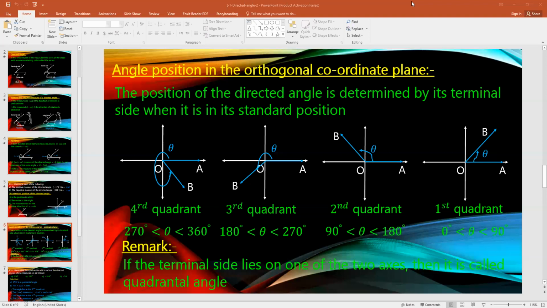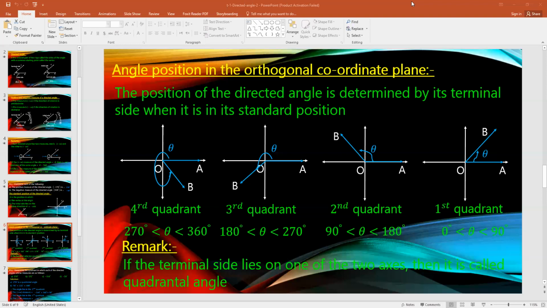Here I have the angle formed by OA and OC. If the vertex is the origin point and the initial side lies on the positive direction of the x-axis, I can say this angle is in the standard position. Again, the standard position of the angle requires the vertex at the origin point and the initial side on the positive direction of the x-axis.